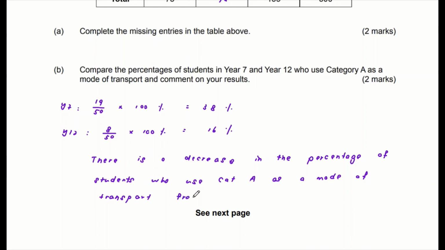Okay, from year 7 to year 12. So that's the way of answering it. Or the other way that you can try to say is comparing year 7 and year 12, and there's a decrease in the percentage of students who use category A as the mode of transport. That's just the same thing. You can use words like drop as well. All right, so that's the part.